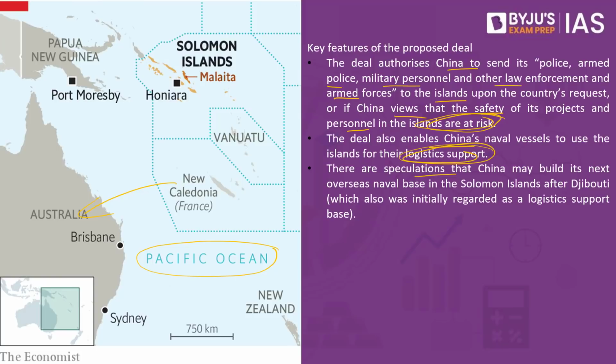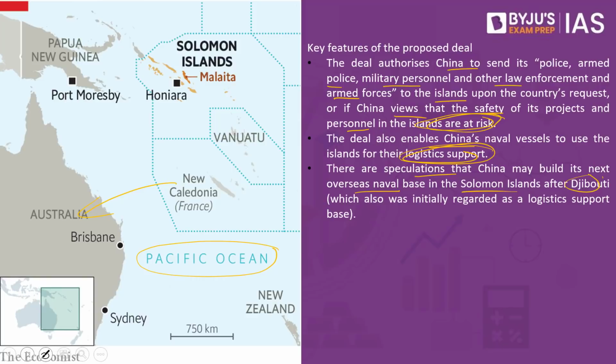There are also speculations that China may build its next overseas naval base in the Solomon Islands after Djibouti. Currently, China has its overseas naval base in Djibouti, and after Djibouti, this can be another country where naval vessels can visit. They would also be able to check what is happening in and around the Pacific Ocean. These are some of the important features when it comes to what the security deal is all about.